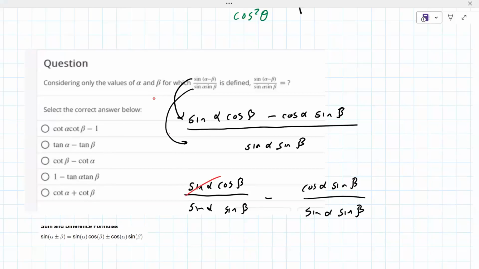Thank you. And now you get some cancellations. Those cancel, those cancel. So you're left with cosine over sine, which is cotangent beta, and cosine over sine, cotangent alpha. And those are just the reciprocal identities.